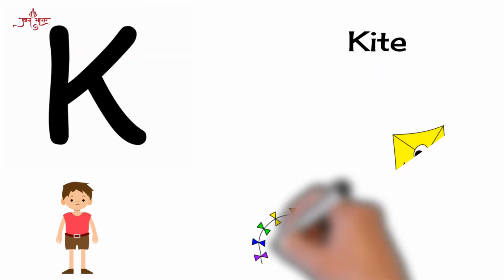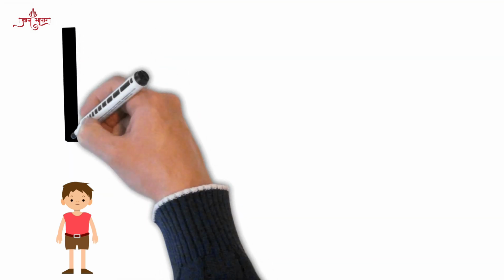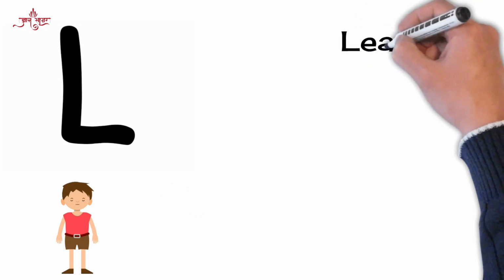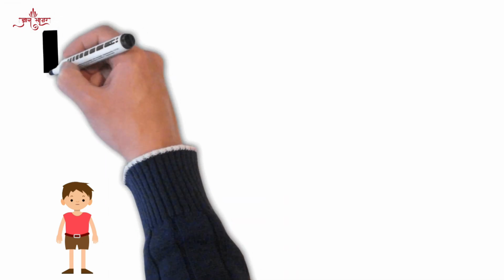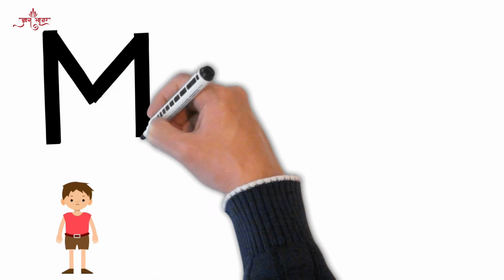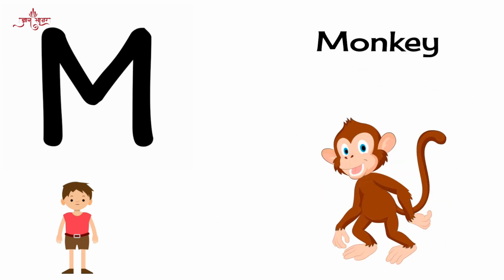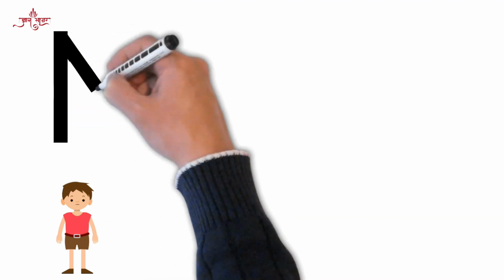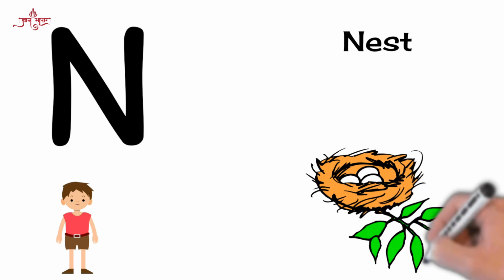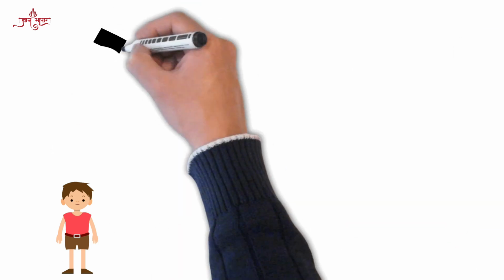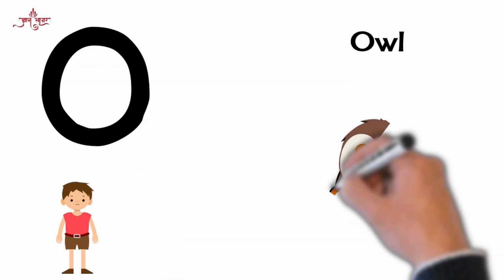K for kite. L for leaf. M for monkey. N for nest. O for owl.